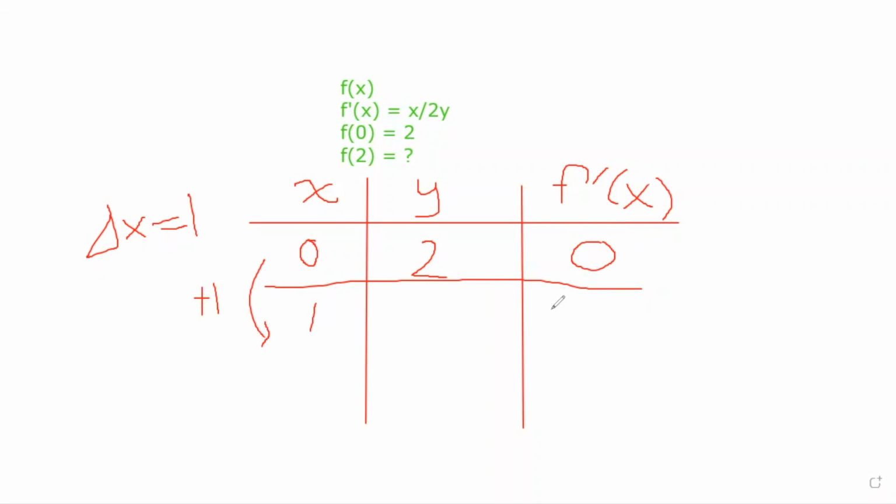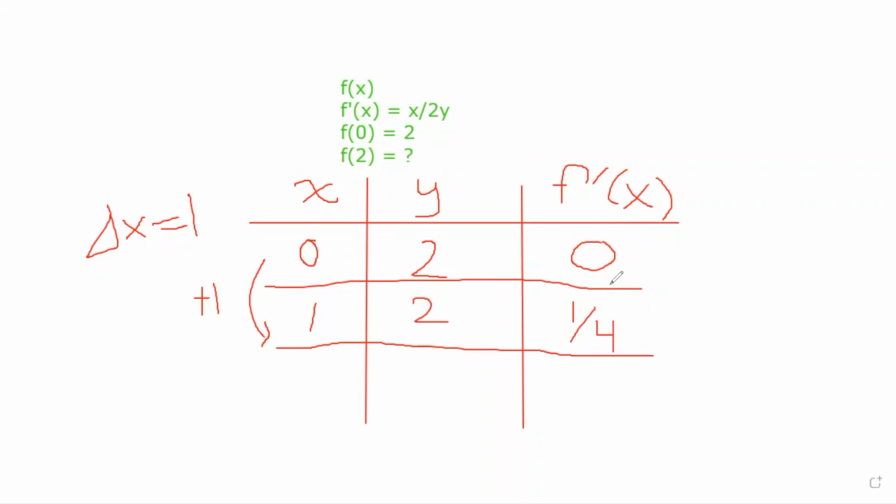Okay, we add in the 1. Our slope is 0, so our y value is not really going to change. So we have 1, 2. We plug that into the slope. Let's find the slope at this point now. And let's say 1 over 2 times 2, that's 1/4.